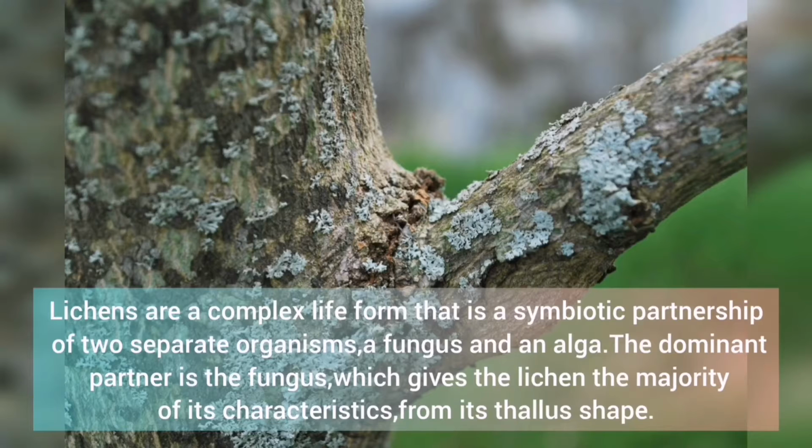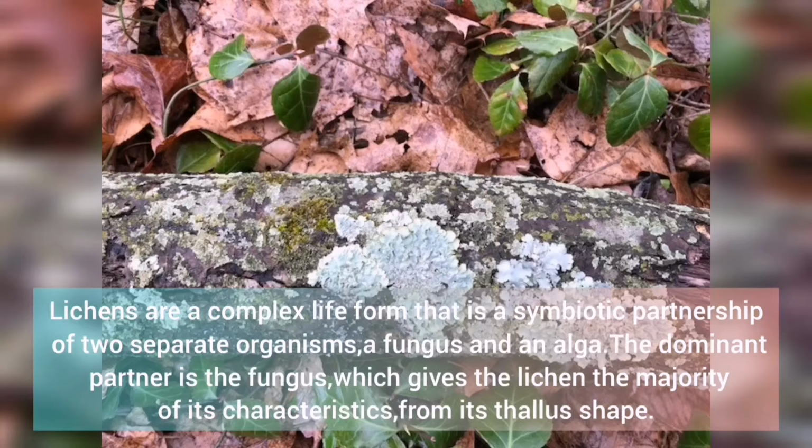Lichens are a complex life form that is a symbiotic partnership of two separate organisms, a fungus and an algae. The dominant partner is the fungus, which gives the lichen the majority of its characteristics, from its thallus shape.